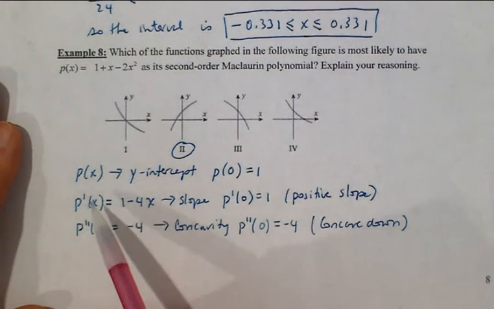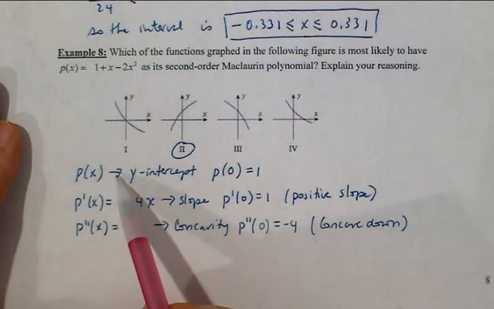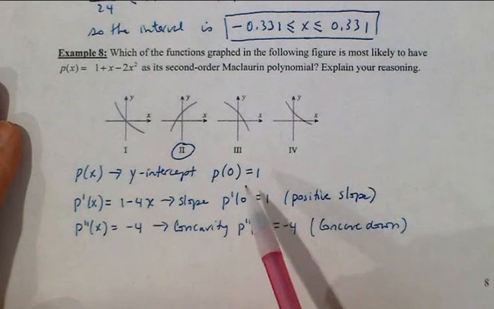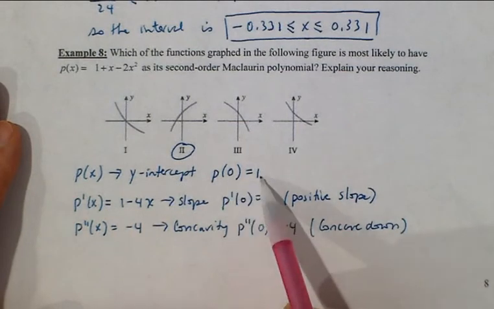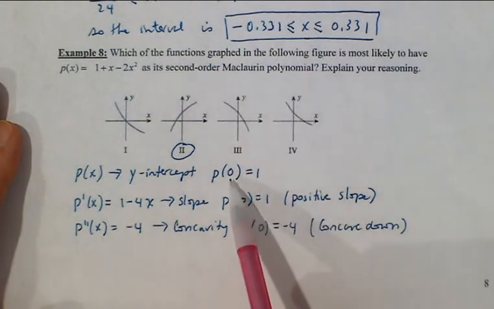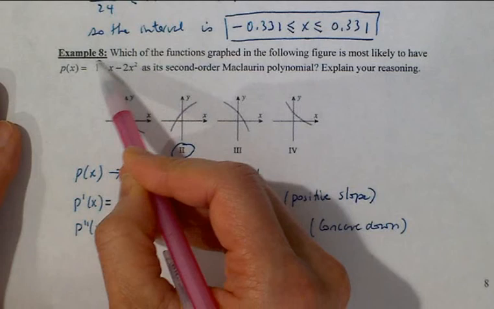So first of all, p of x relates to the y-intercept. So the y-intercept, we have that p of 0 is equal to 1. Since this is a Maclaurin polynomial, we know that we're looking at x sub 0 equaling 0. That's the center. And so p of 0 is equal to 1 by this right here.